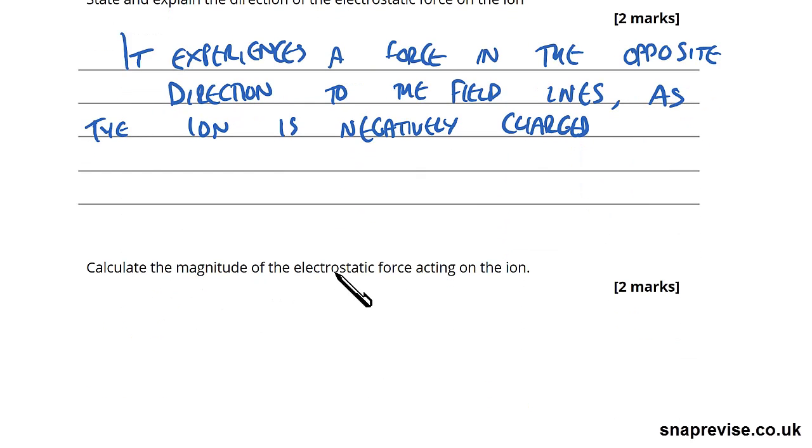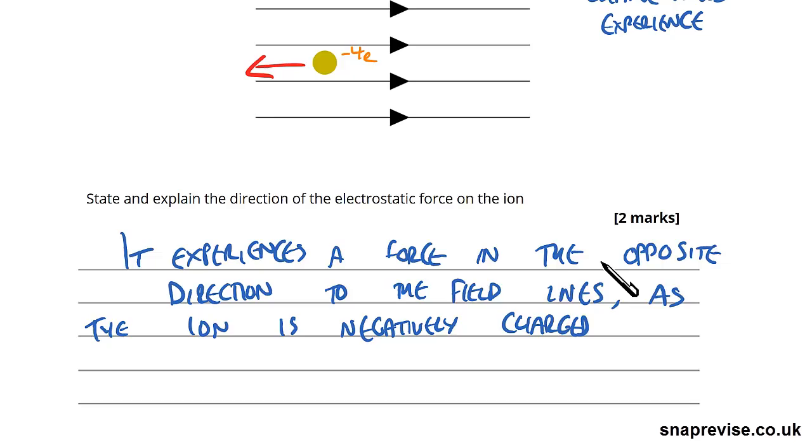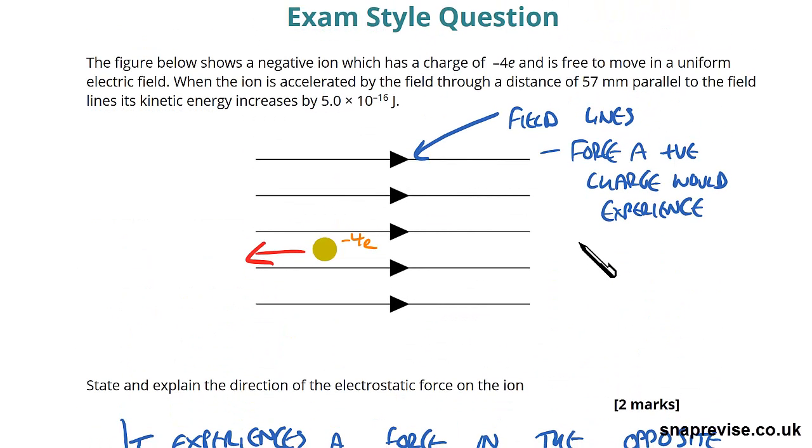So then I'd like us to calculate the magnitude of the electrostatic force acting on the ion. How do we do that? Well, that's a bit more complicated, right? Because what do we know? We know the charge on it, that's our Q, and we know the distance it's moved, and we know its kinetic energy increase, but that's it. How do we work out the force it's experiencing? Well, there's 2 things we need to do. The first one is just to remember something.